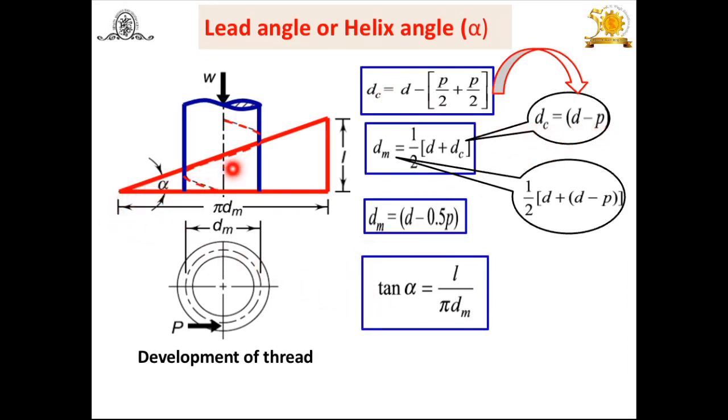Then, when the thread is unwound from the screw here, you will find this hypotenuse is the developed form of the thread. By referring to this triangle, with base pi dm and the axial lead as the axial movement, you get the lead angle alpha, where tan alpha is equal to L upon pi dm. That means by using this expression of the helix angle alpha, we can easily find the lead, or once you know the lead, you can get the alpha angle.